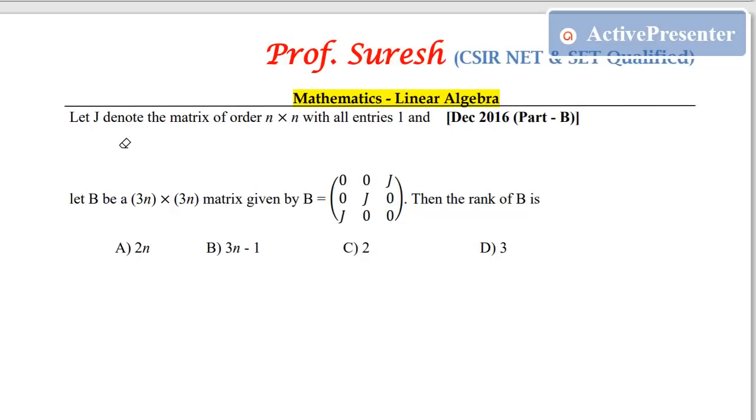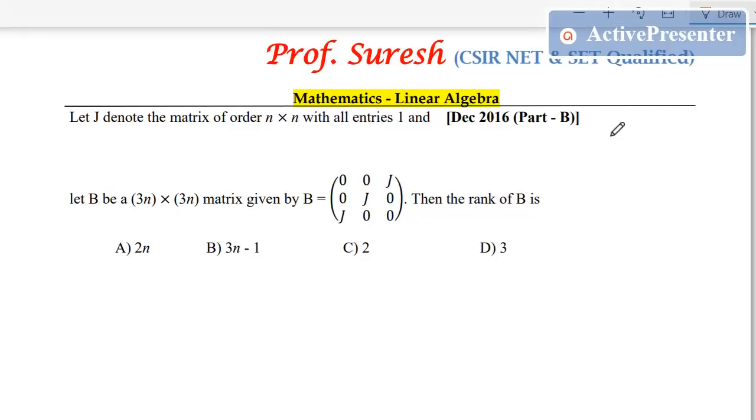Let J denote the matrix of order n by n with all entries 1, and let B be a 3n by 3n matrix given by B equal to 0 0 J, 0 J 0, J 0 0. Then the rank of B is asked here.